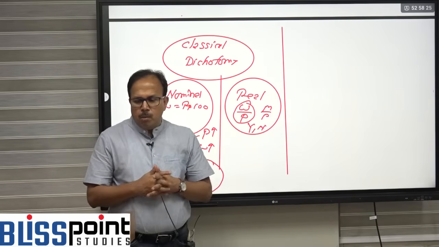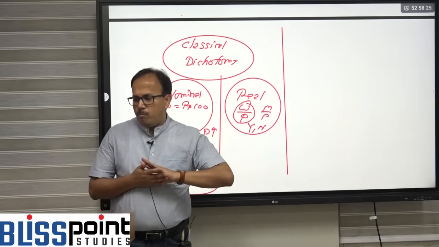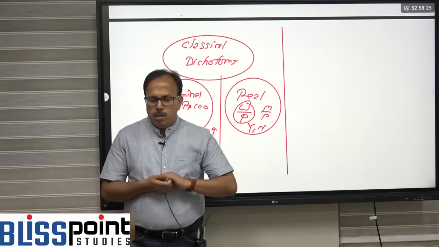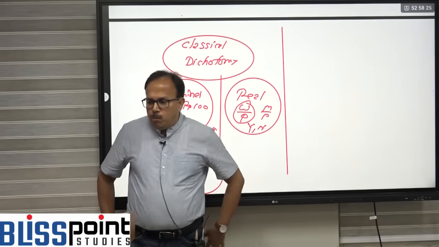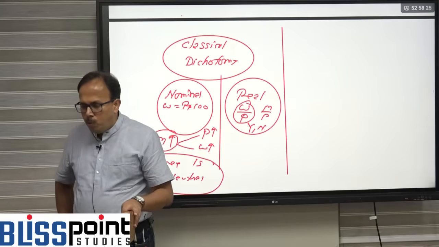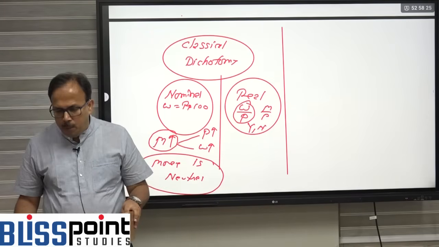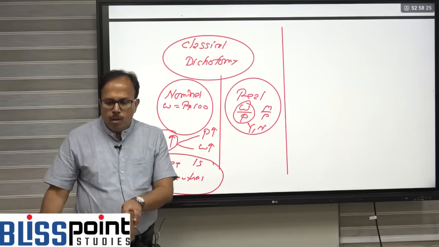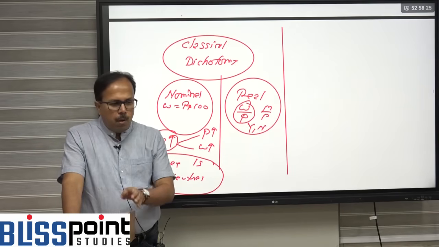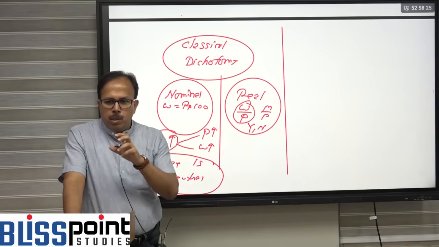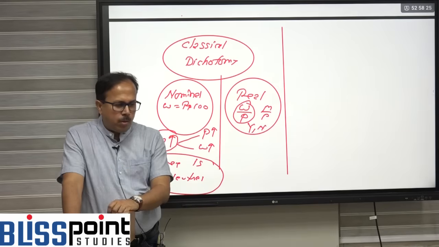But in the Keynesian model, both fiscal and monetary policy can be used to affect output.